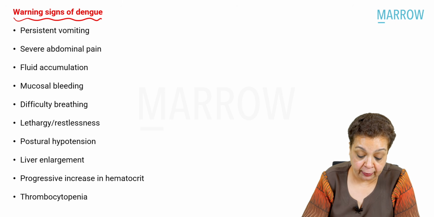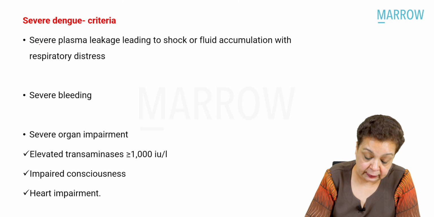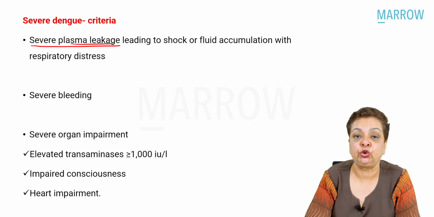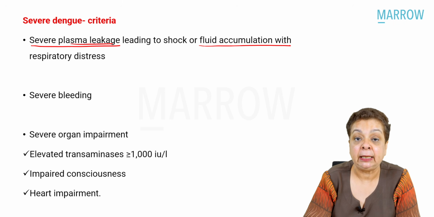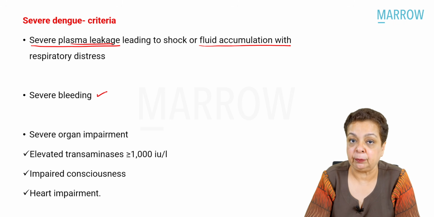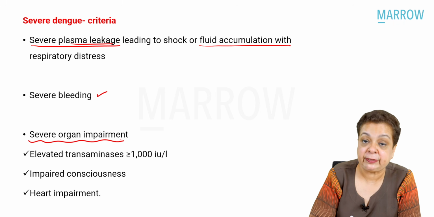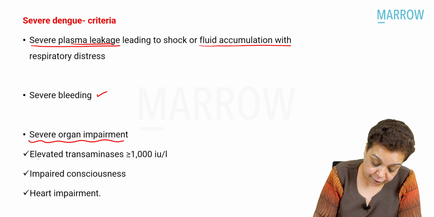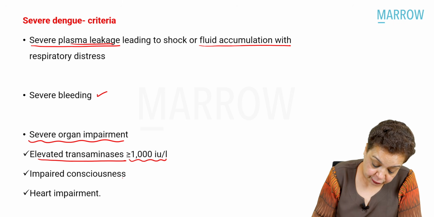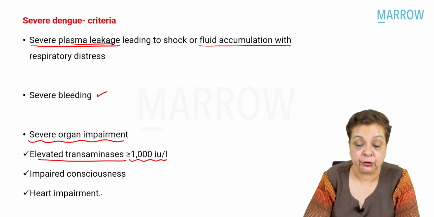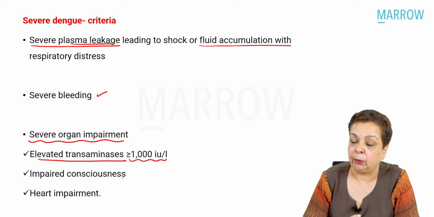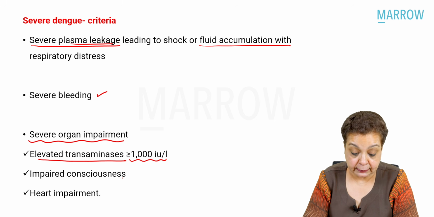Okay. And finally, we have the WHO guidelines to tell us this is a patient with severe dengue. So when the patient has severe plasma leakage leading to shock or fluid accumulation with respiratory distress, fluid accumulation in the pleural cavity, the patient has severe bleeding, or the patient has evidence of severe organ impairment in the form of elevated liver enzymes, more than 1,000 international units per liter, or patient has impaired consciousness, or the patient has evidence of cardiac impairment. Okay, so these you have to memorize: probable dengue, warning signs of dengue, and severe dengue.